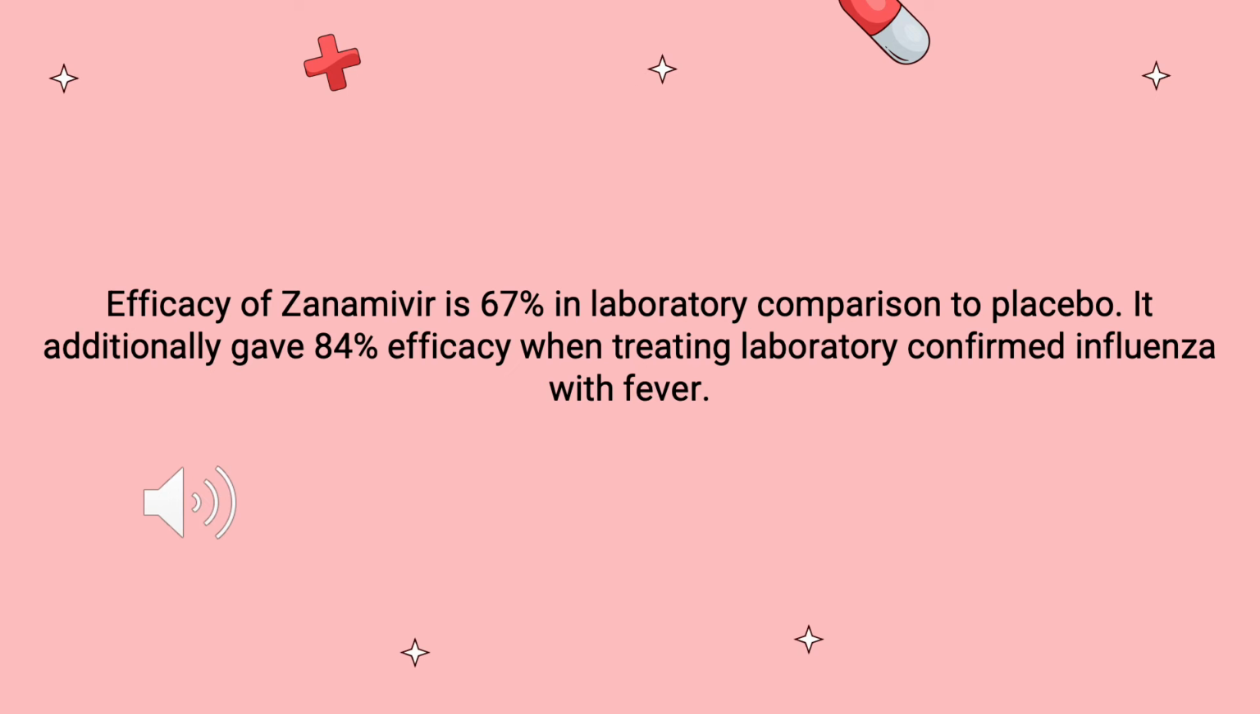Furthermore, the efficacy of Zanamivir is 67% in laboratory comparison to placebo. It additionally gave 84% efficacy when treating laboratory-confirmed influenza with fever.